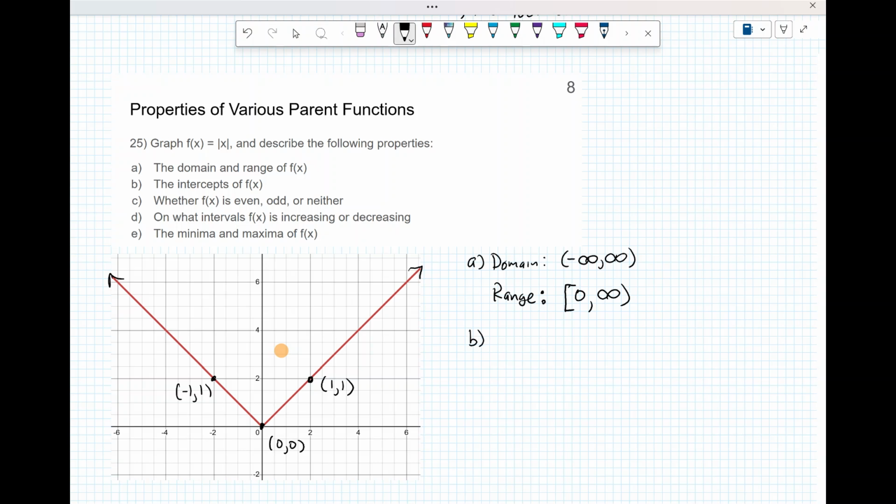The intercepts, again, this graph intercepts both the x-axis and the y-axis at 0, 0. So the x-intercept is 0, 0. And the y-intercept is 0, 0. Is it odd, even, or neither? Hopefully you can see that this does have symmetry across the y-axis, which means that this is an even function.